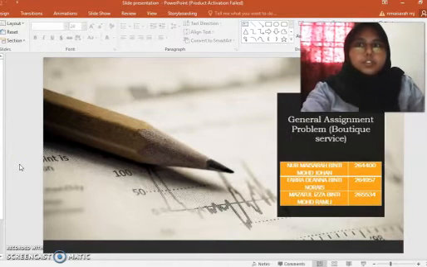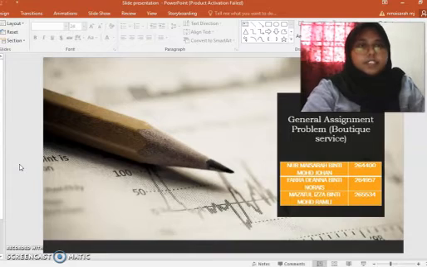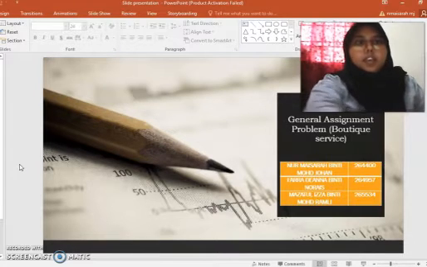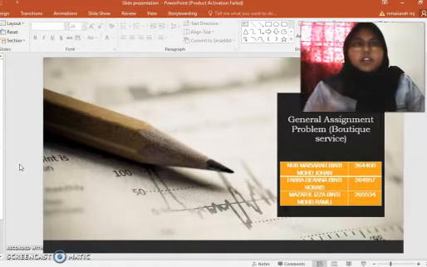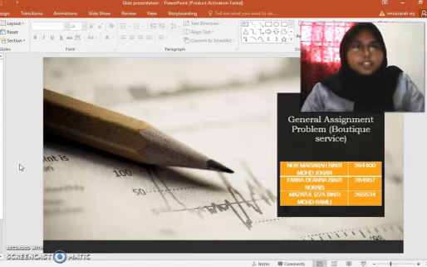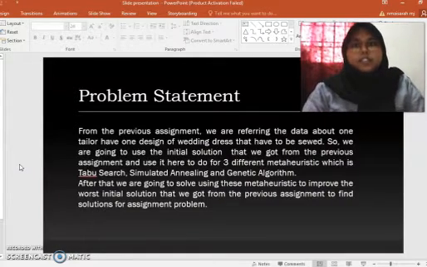Our group will discuss the general assignment problem for a boutique service from previous assignment 2, and we take the data from assignment 2 to assignment 4. Our problem statement is from the previous assignment. We are referring to the data about the teller having one design of wedding dress that has to be sewed.